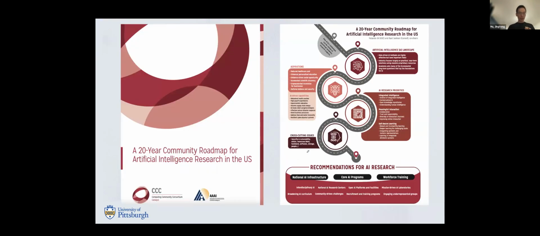This is actually a document released about 2 years ago by the CCC, Computing Community Consortium. It's a 20-year community roadmap for AI research in the US. And it's a really nice document. If you are interested, I really encourage you to read it. It gives you a really nice vision of what is to be solved. I think there are still a lot of problems to be solved, and a lot of interesting things to be done.